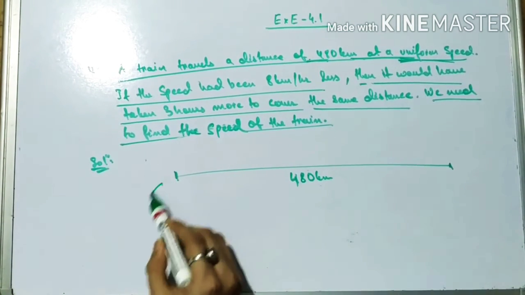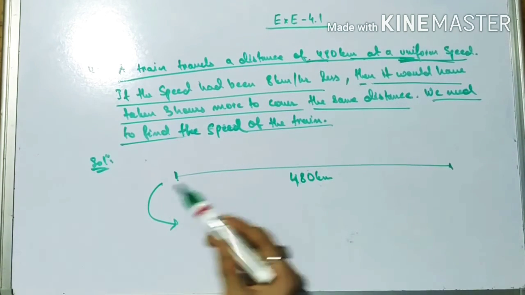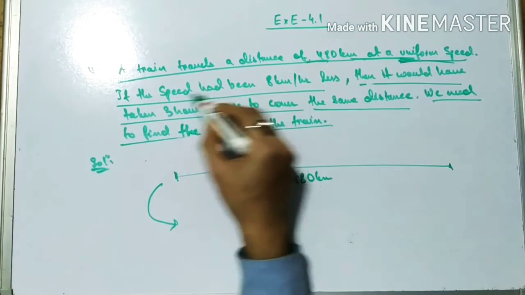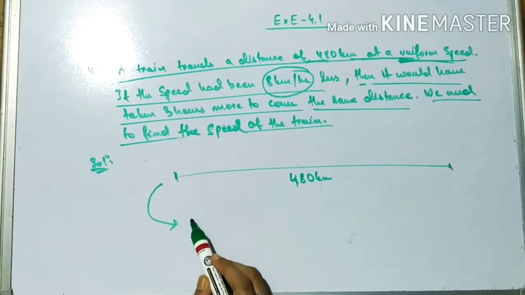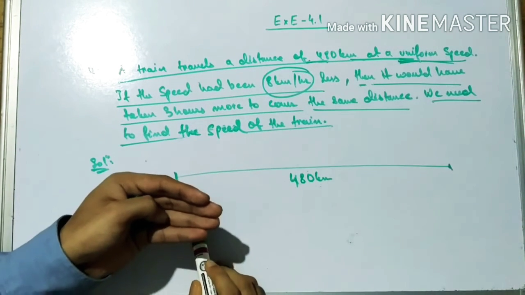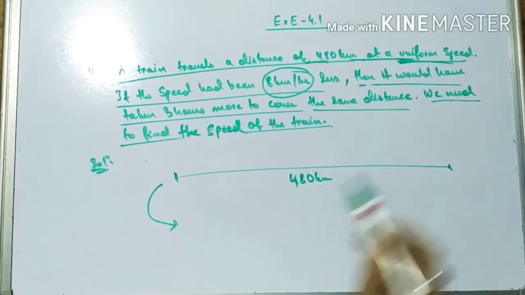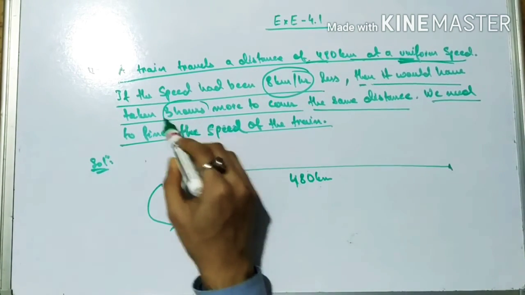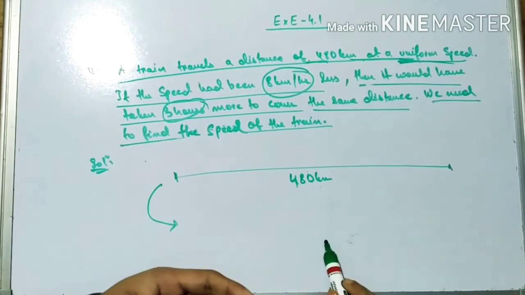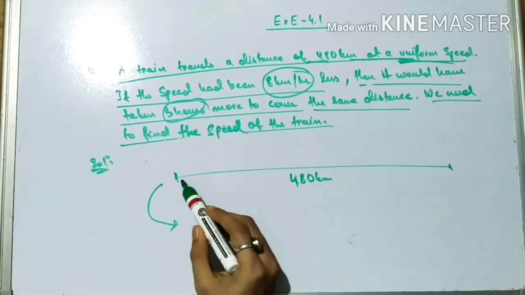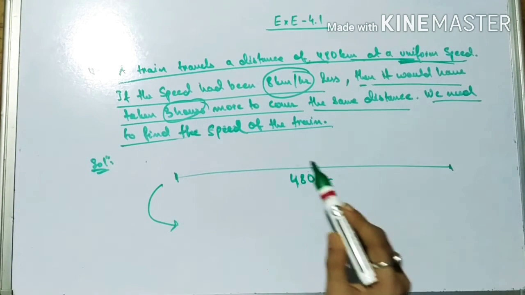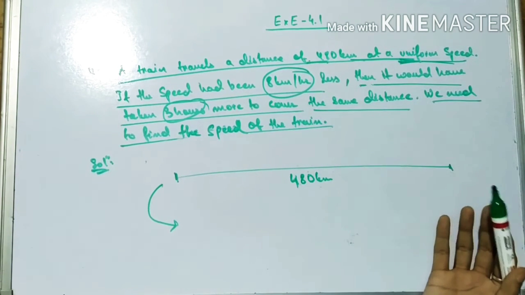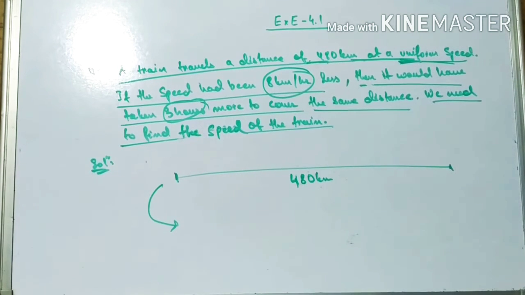Now, the next thing it is saying is that if the train was moving at a speed 8 km per hour less, then it would have taken 3 hours more. Time will of course increase. Yes, if the speed of the train was 8 km per hour less, then it would have taken 3 hours more. That is the situation going on here.